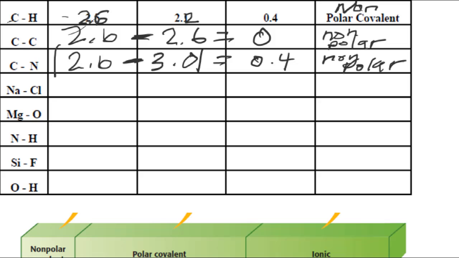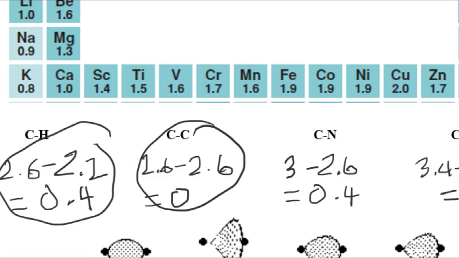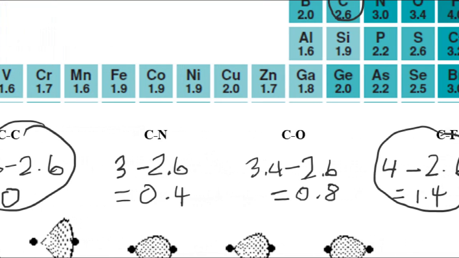Okay, I'm going to do one more, and then I'm going to let you guys fill out the rest of these. So what about sodium and chloride? What about those two? Okay, here's sodium is 0.9. You can see it right here. Sodium is 0.9. And then if we slide this over, we can see what chlorine is. It's 3.2.